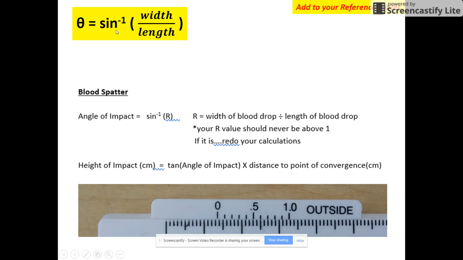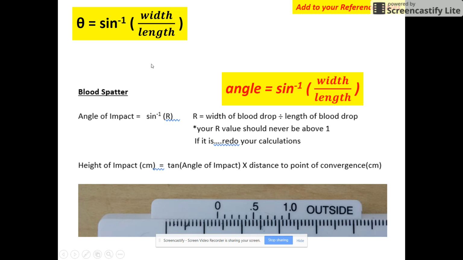Okay, the angle equals the inverse sine of width over length. I would recommend in your reference tables write it this way. So write what is in red. The angle equals the inverse sine, sine to the -1, of width divided by length. Now in your reference tables, they say R equals the width of the blood drop divided by the length of the blood drop, and then they put R into the formula. These are exactly the same thing. I just think that the one in red is probably a little bit easier. The next formula down here we'll learn about next class, okay?